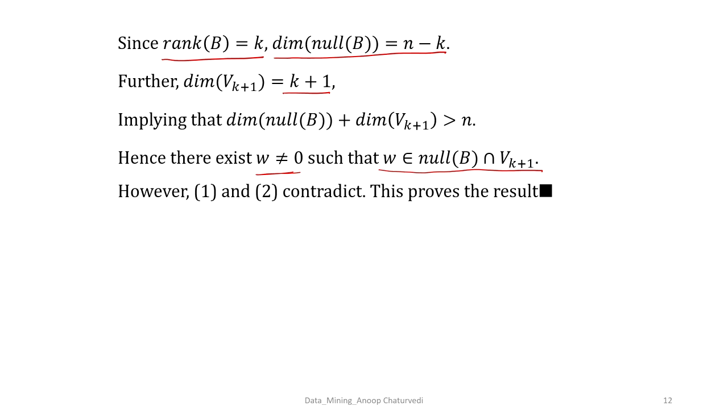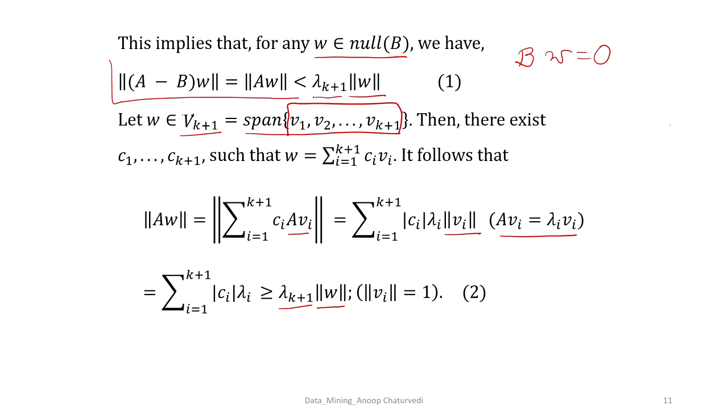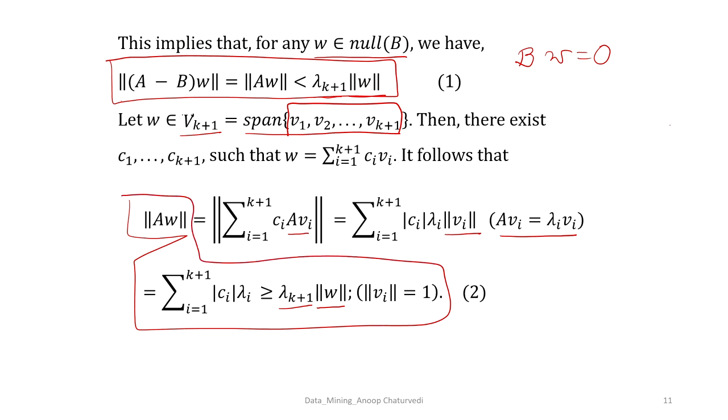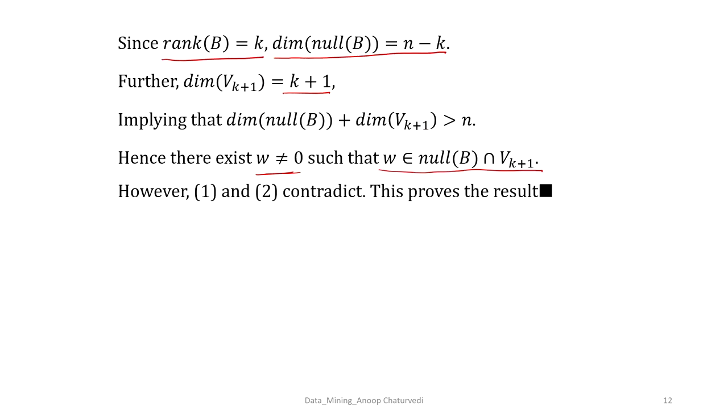Now, if you look at 1 and 2, here you get a contradiction, and you can always find such a vector W which belongs to both the null space of B as well as V k plus 1. Hence, we follow the result, because if we assume that there is a better rank k approximation provided by B than A k, then it leads to a contradiction. So, A k provides the best rank k approximation for A.